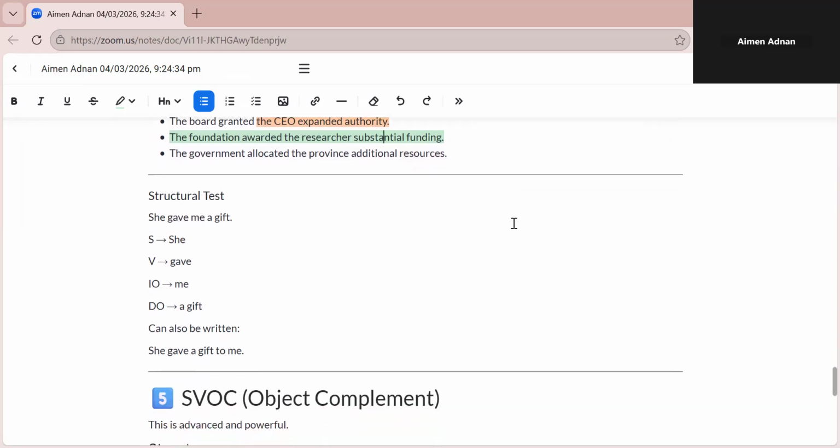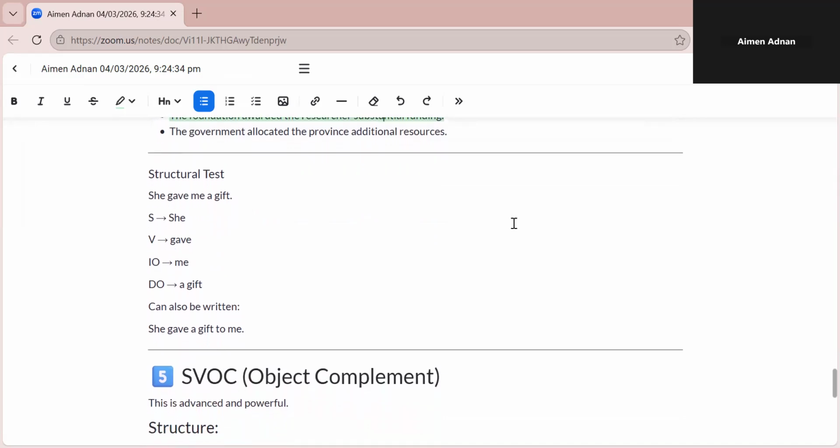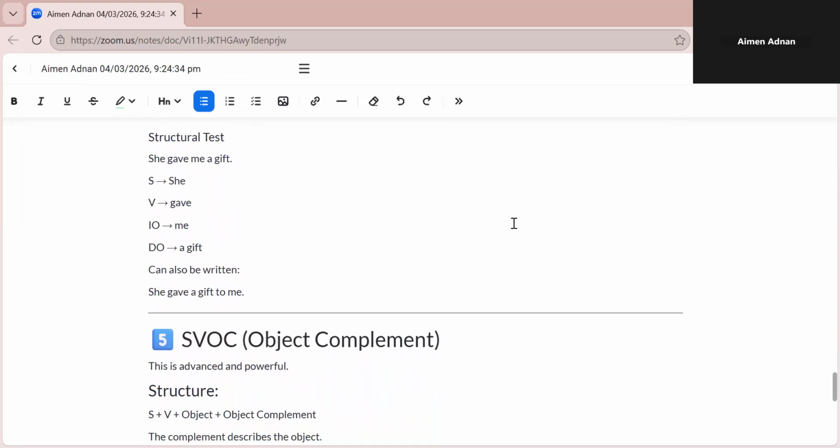Now look at the last sentence. I would like you to think on it and then I'll let you know what the two objects are. Yes, the government allocated the province additional resources. The government is the subject, allocated is the verb, the province is the indirect object, and additional resources is the direct object.